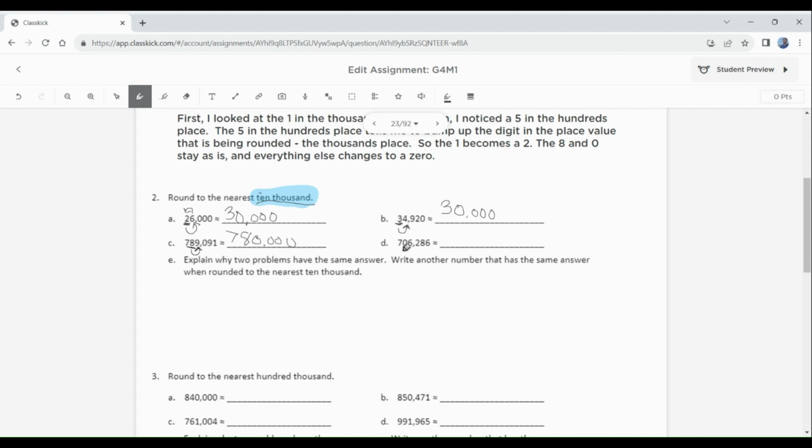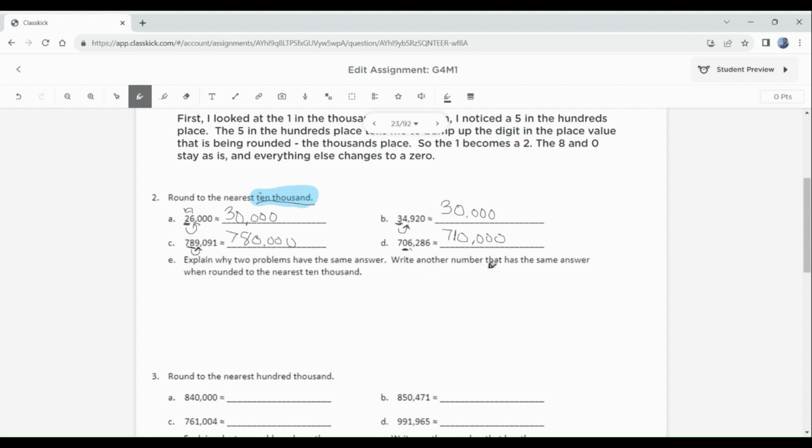Last but certainly not least, we have 706,286. So 0 is in my 10,000s place. 6 is in my next smallest place value. So this 6 will be able to bump up this 0 here. So 7 in the hundred thousands place stays the same. Since there's a 6 in the thousands, the 0 in the 10,000s becomes a 1, and everything else changes to a 0.